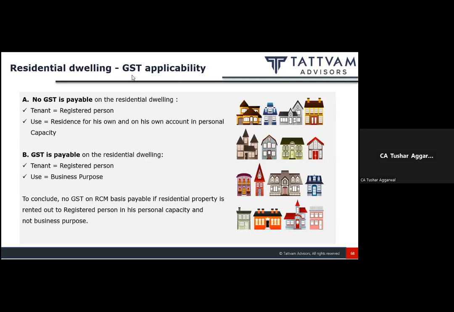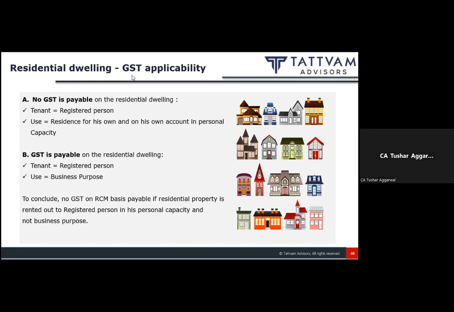Another important point which they have clarified is that, from July 2022, if a registered person has taken a residential dwelling on rent, he has to pay under reverse charge. The problem being faced was by individual taxpayers. I am an individual taxpayer. I have registered myself as a chartered accountant. I also have a GST number. So I'm a registered person under GST.